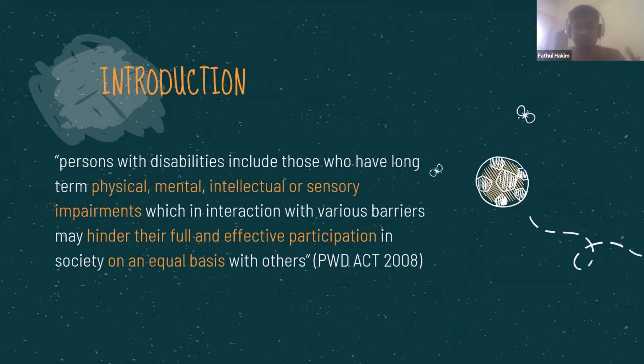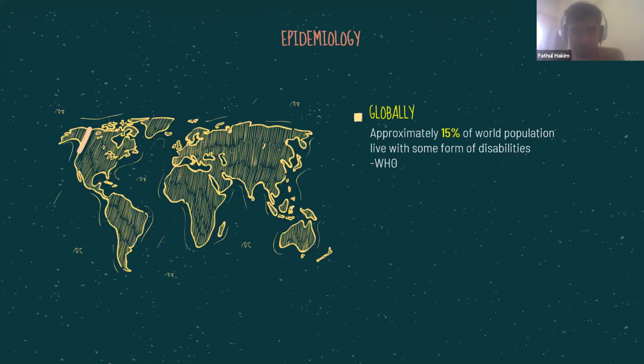So, what is a person with special needs? It is a person with disability, including those who have long-term physical, mental, intellectual, or sensory impairment, which hinders their full and effective participation in society on an equal basis with others. So globally, there are 50% of the world population living with some form of disability. So this also includes Malaysia.